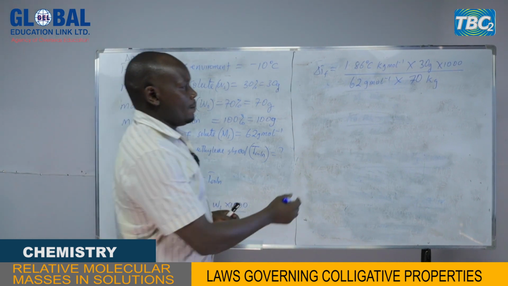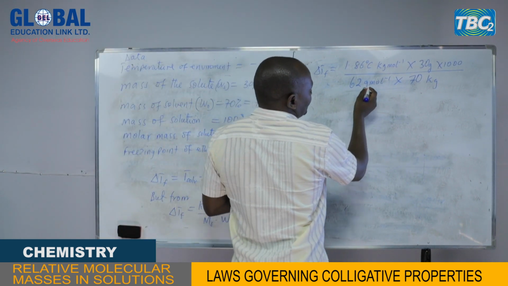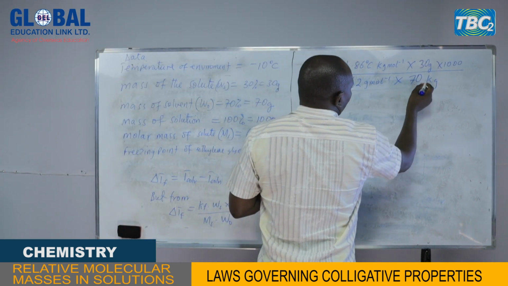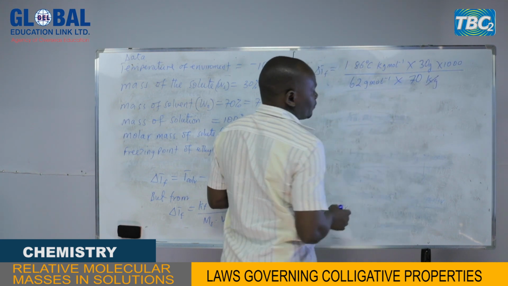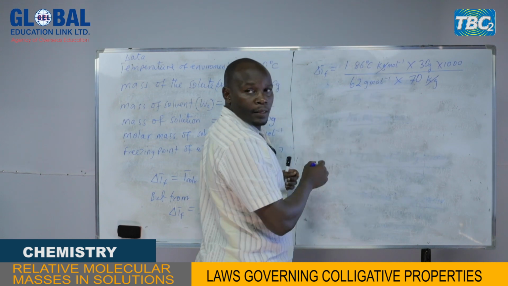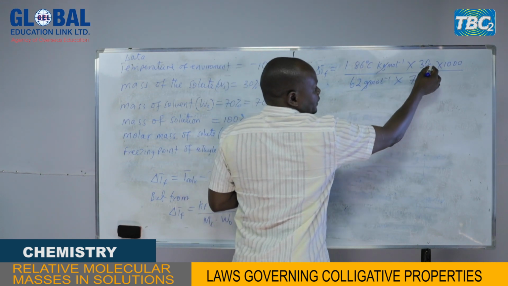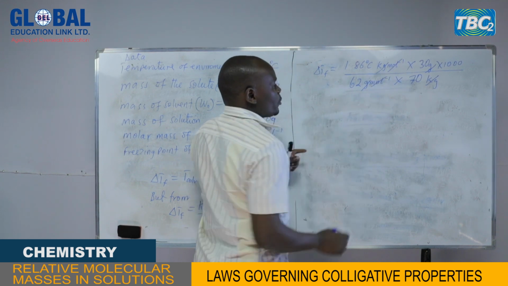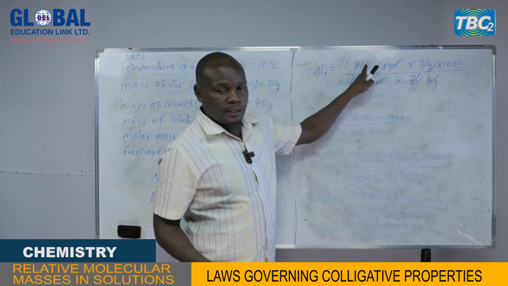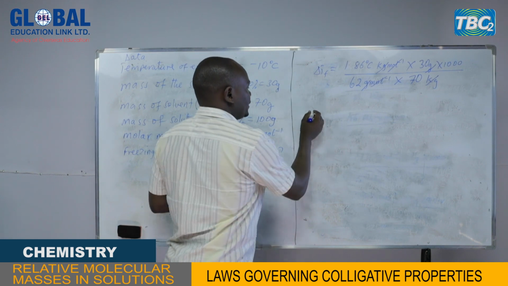So from there now, the kilogram will cancel with kilogram, then gram will cancel with gram, then per mole will cancel with mole, so you will remain with the unit which is degree centigrade. So that is the change in Tf.